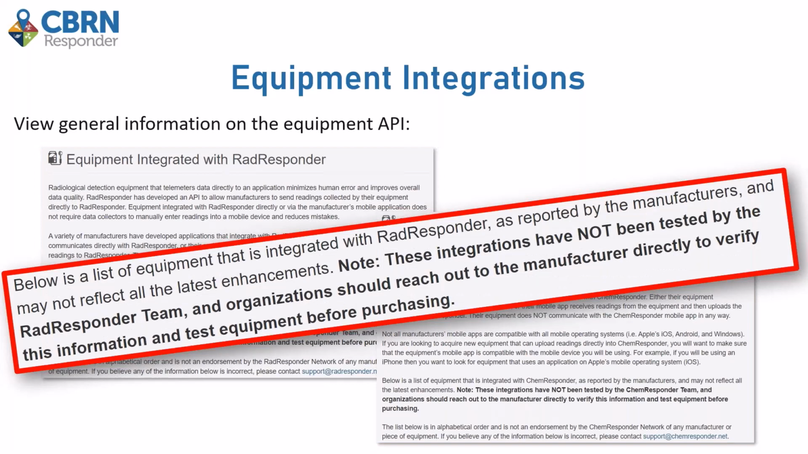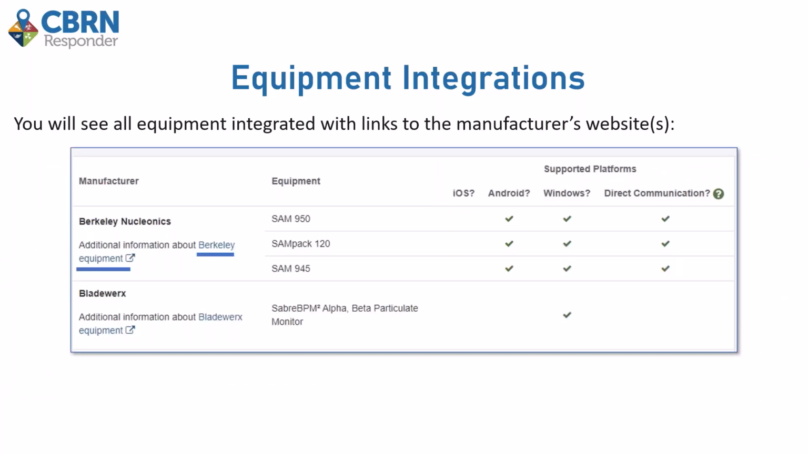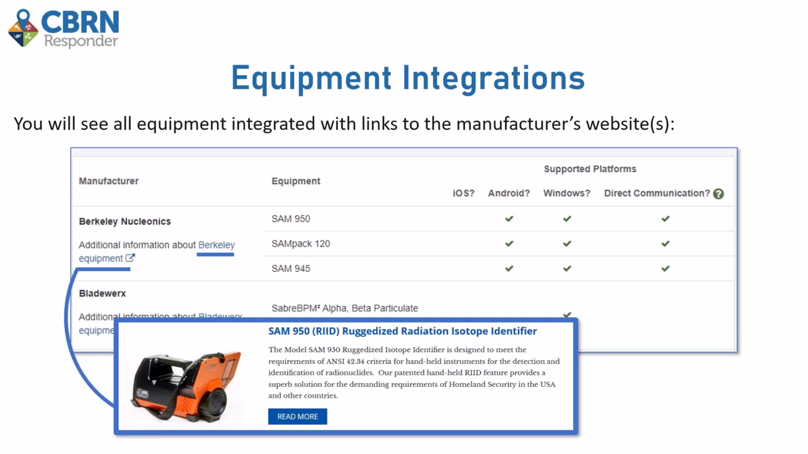We do have a caveat that is listed on the page there. So this is a list of equipment that's integrated with either Rad or ChemResponder as reported by the manufacturers. If they make enhancements on their end, it is going to be their responsibility to let us know of that. So we don't always verify each update of all of the integrations that they have. We recommend organizations reaching out to the manufacturer just to verify everything's still good and their test equipment is working before purchasing. So on the equipment integrations page, you'll see a list of all manufacturers, and we do have external links to all of their websites.